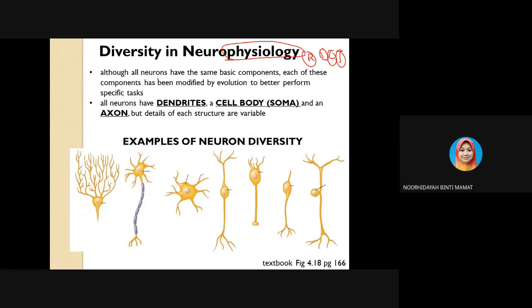Although all the neurons have the same basic components, which are these four components, each of these components has been modified by evolution in order to have better performance for its specific task. All the neurons have the dendrite, the cell body, the soma, and the axon, but the details of each structure are variable. So these are examples of neuron diversity. They have different structures. The neuron physiology.